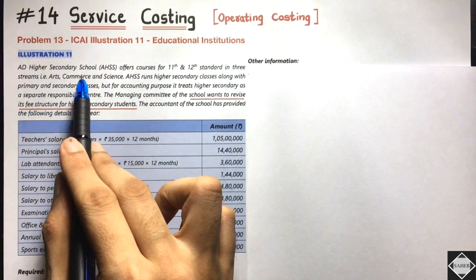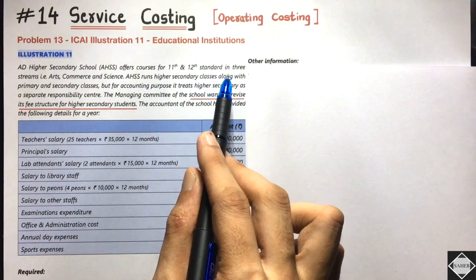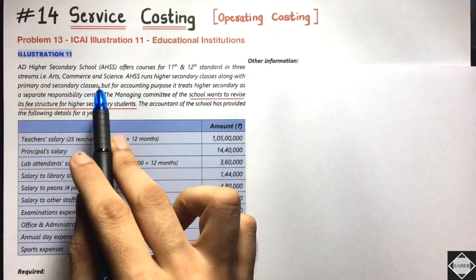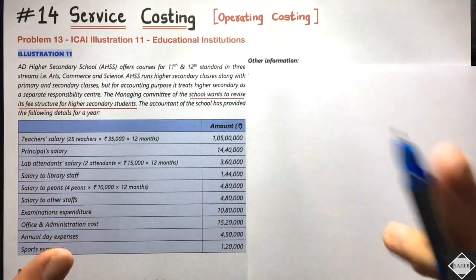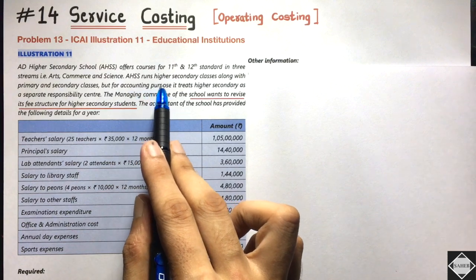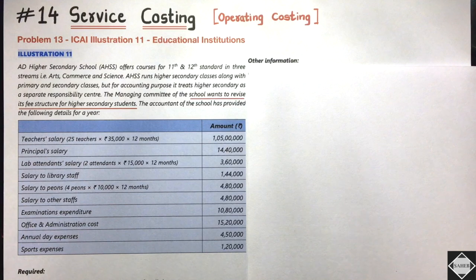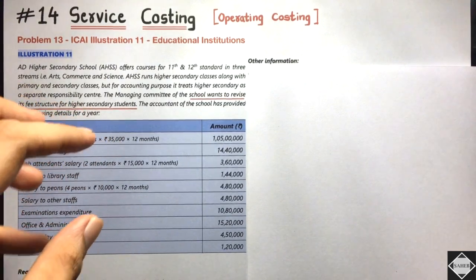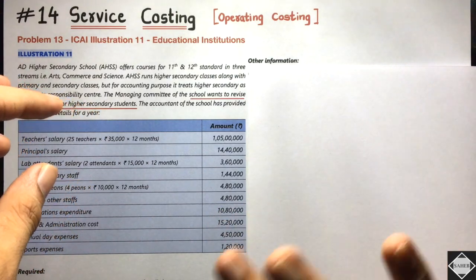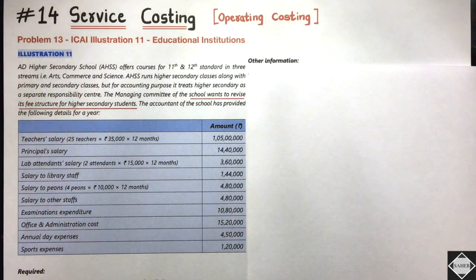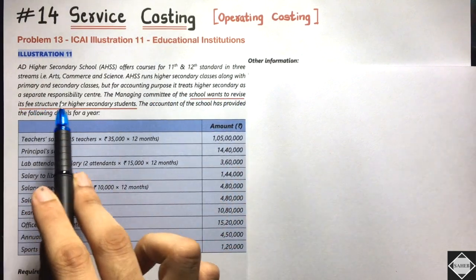AD Higher Secondary School, AHSS, offers courses for 11th and 12th standard in 3 streams: arts, commerce and science. They are saying there is a school which offers classes for 11th and 12th. AHSS runs higher secondary classes along with primary and secondary classes. So 11th and 12th are there, and along with that there are class 1 to class 10 also, primary and secondary classes. Is that clear? But for accounting purposes, it treats higher secondary as a separate responsibility center.